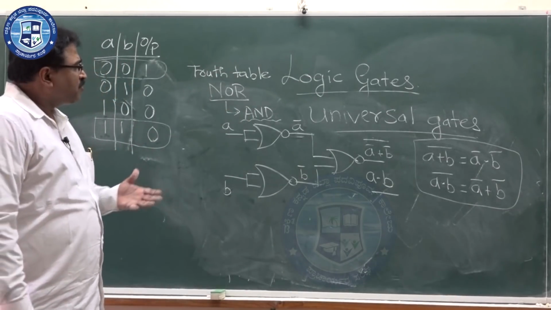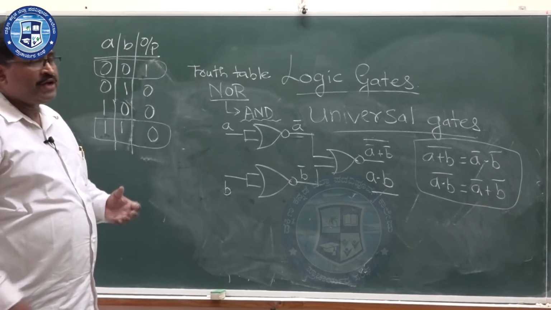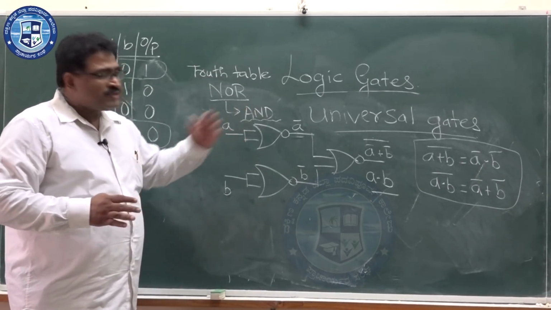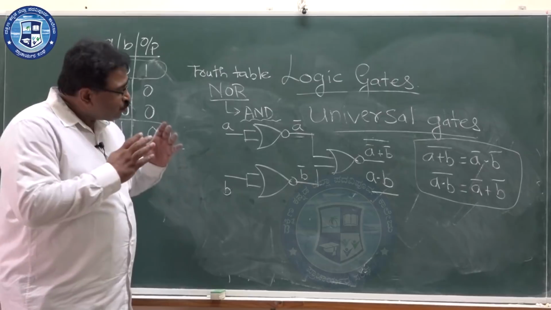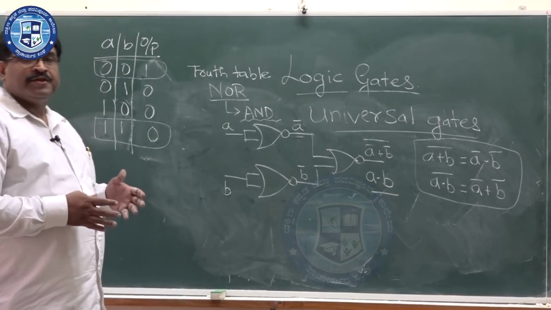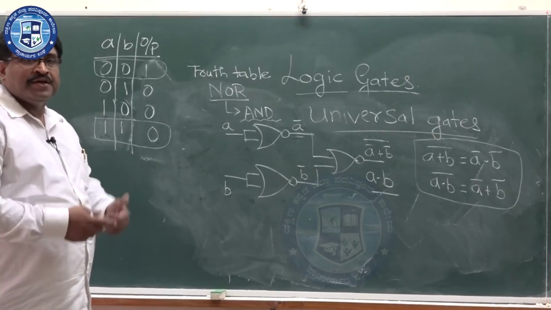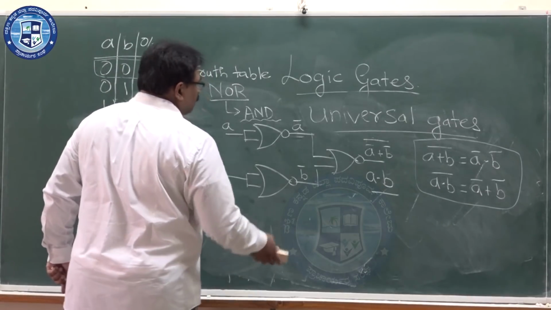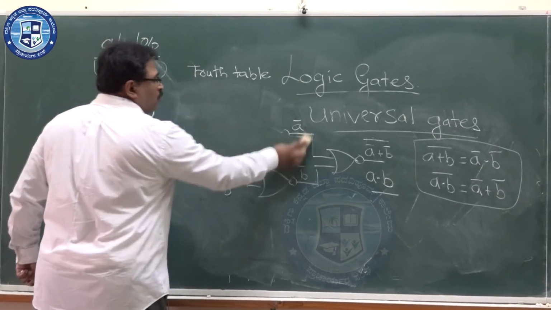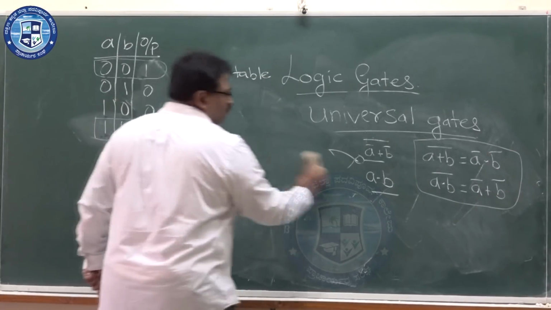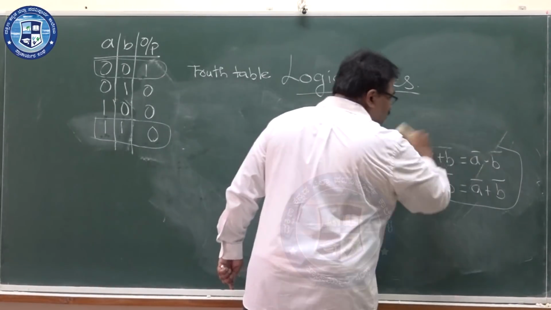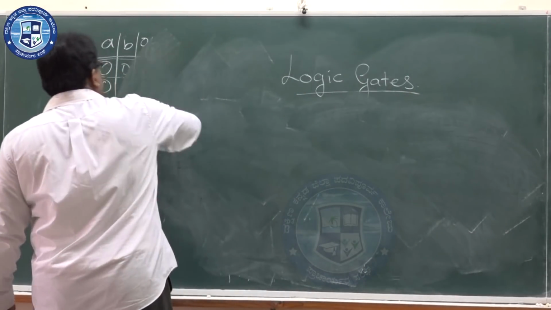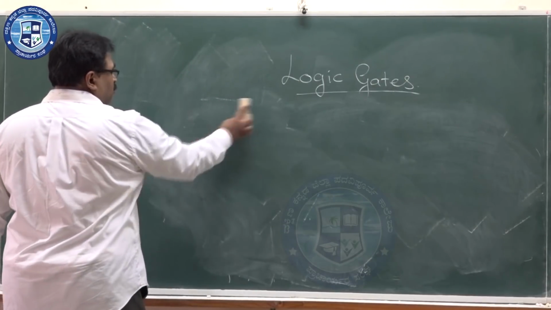So what I have done here is, I have shown you why a NAND gate as well as a NOR gate is called a universal gate. And I showed you with the circuit that these gates can be made to work like AND or NOT. That is important. So we have understood what a universal gate is, and which gates are called universal gates, right?